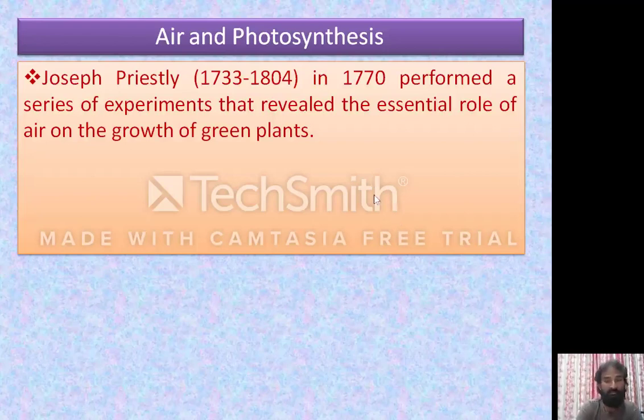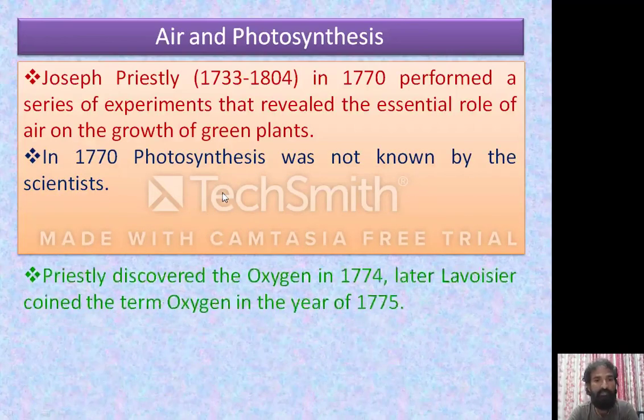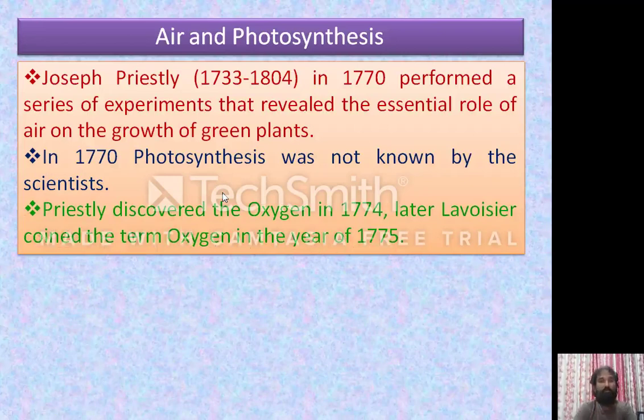In the previous slide, we discussed van Helmont's experiment, in which he proved that water is essential for increasing mass. After that, in air and photosynthesis, Joseph Priestley conducted a series of experiments that revealed the importance of air for the growth of green plants. In 1770, photosynthesis was not known to scientists; no scientist had yet discovered the process of photosynthesis. Priestley discovered oxygen in the year 1774.